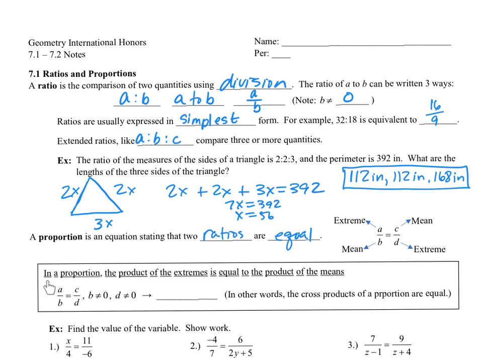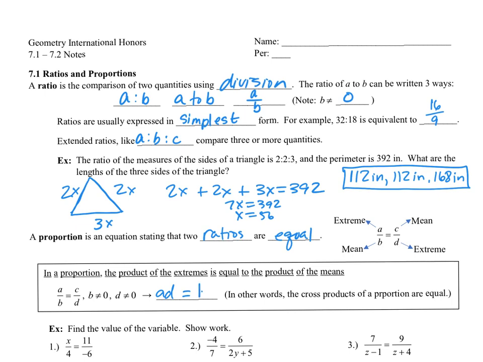And this is a fact that you probably have learned in the past: in a proportion, the product of the extremes is equal to the product of the means. So if I have A over B equals C over D, where B and D are not equal to 0, then the product of the extremes, which are along this diagonal, A times D, is equal to the product of the means. The means are along this diagonal, so we take B times C.